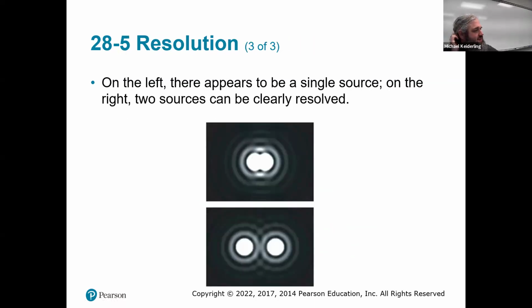And so this is sort of a limit. There's a resolution limit determined by the size of the aperture that you're collecting light through, and the wavelength of light. So you get better resolution the shorter the wavelength and/or the larger your collection area.